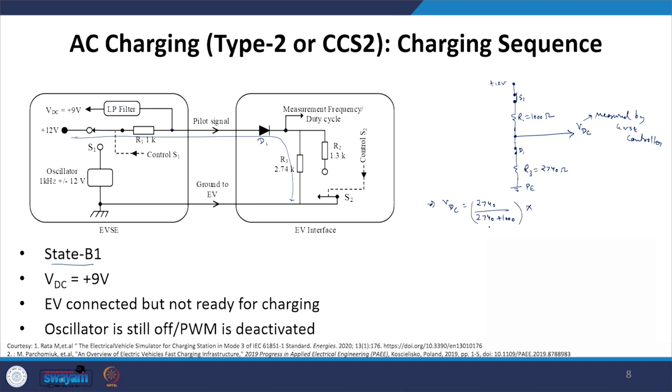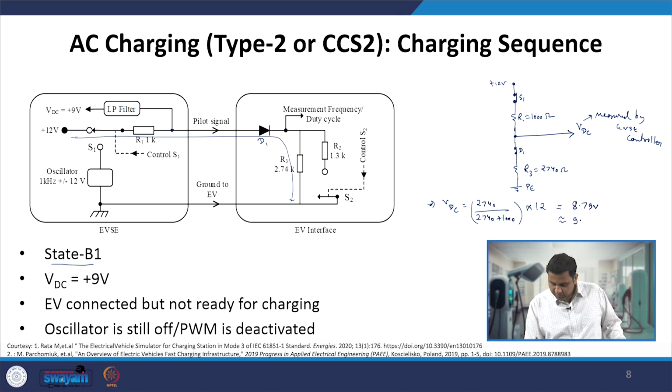This is the actual resistor divider, multiplied by this 12 volt that is coming in, and this value will give you nothing but 8.79 volt, which is roughly equal to 9 volt. So what happens at this point? The EVSE measures it at plus 9 volt, which indicates the EV is getting connected, but it is not ready for charging.